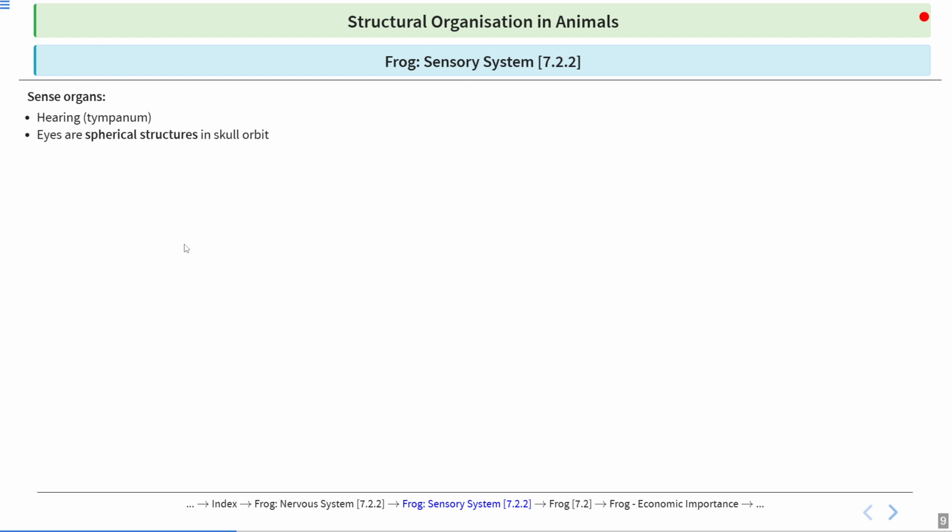And the eyes are a spherical structure in the skull orbit. In the skull, there is a depression that is called the skull orbit, and the eye, which is a spherical structure, is properly placed in this orbit region. Frogs lack an external ear but have a tympanum for hearing and balance, right? They do not have any external ear or pinna-like region, but they have the tympanic membrane as a tympanum, and that is related to hearing and balancing of the body.